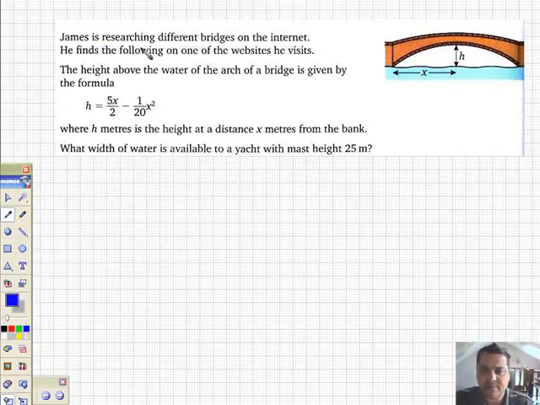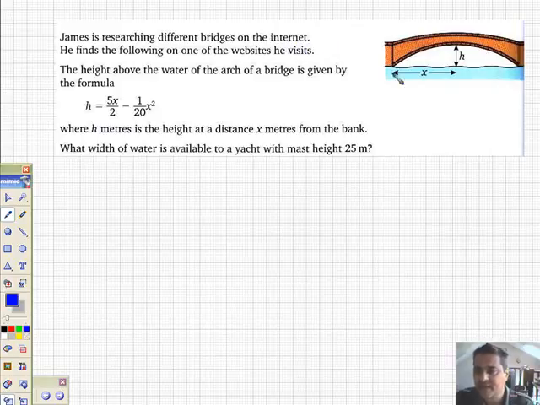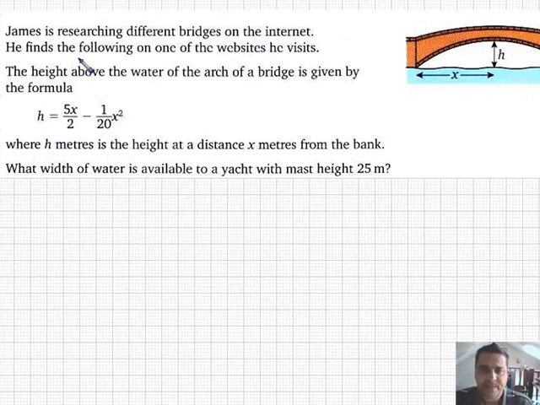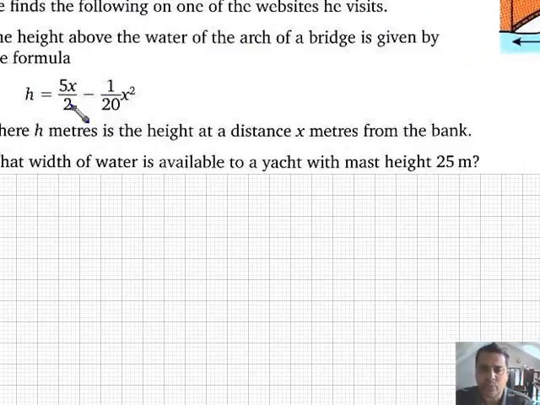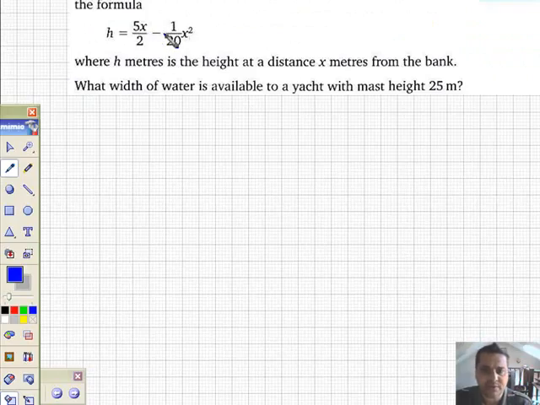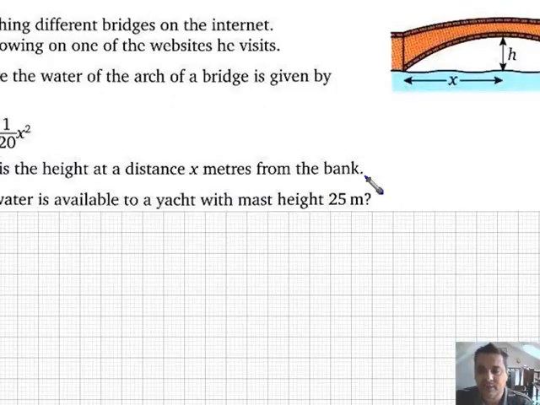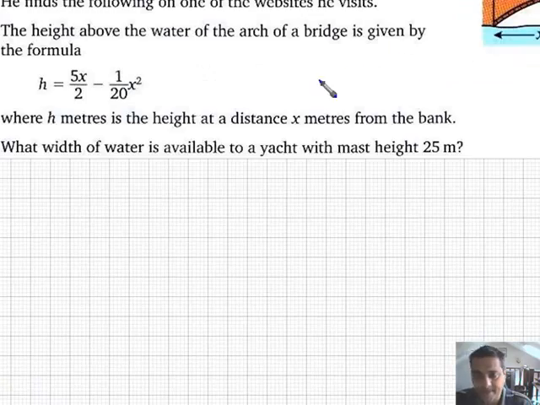It says James is researching different bridges on the internet. That's the example of the bridges he's looking at. He finds the following one on one of the websites that he visited. The height above the water of the arch, that's that h there, is given by the formula h equals 2.5x, in other words 5x over 2, minus a 20th of an x squared. Very complicated. Where h is the height at a distance x from the bank. Is that alright? So the maximum height is h, and the distance that corresponds to that h is going to be a certain distance x from the bank.